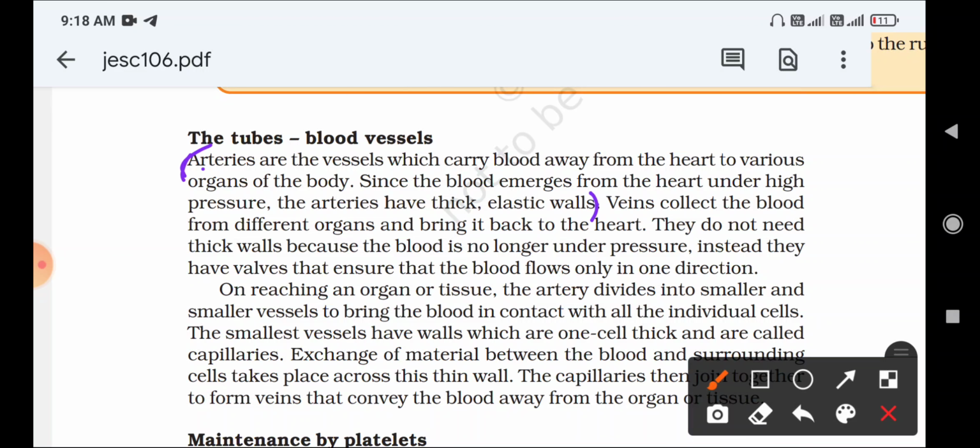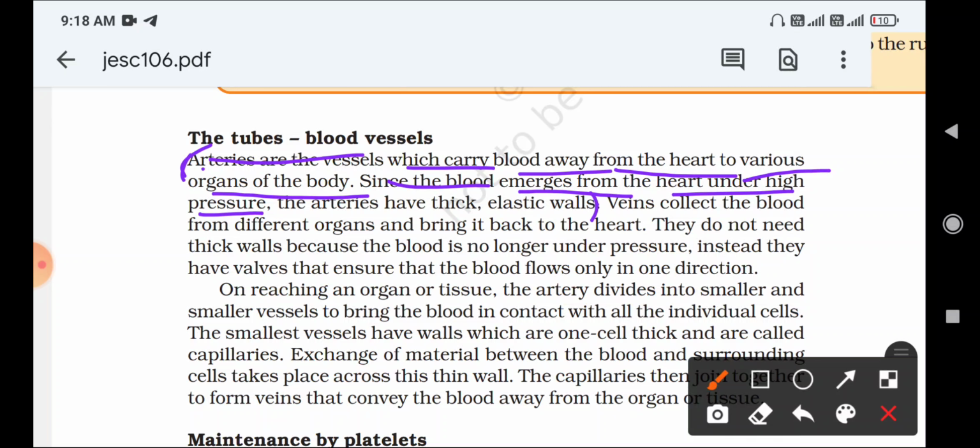Arteries are the vessels which carry blood away from the heart to various organs of the body. Mainly arteries collect the blood from the heart and send it to the different parts of the body, since the blood emerges from the heart under high pressure. The arteries take the blood away from the heart, meaning at a distance from the heart. The blood emerging from the heart has very high pressure.